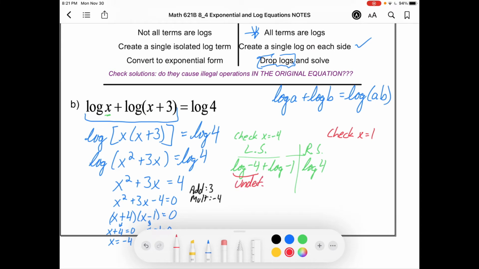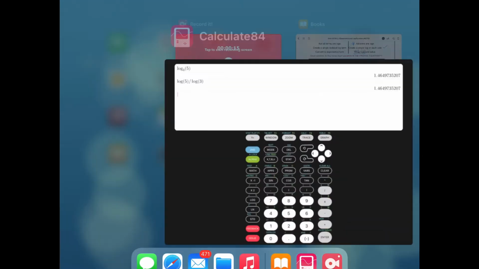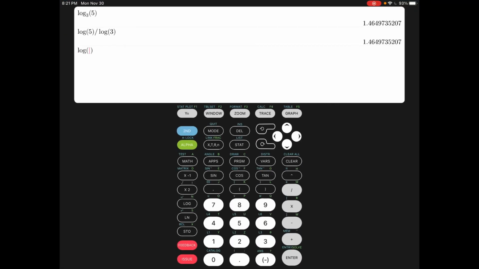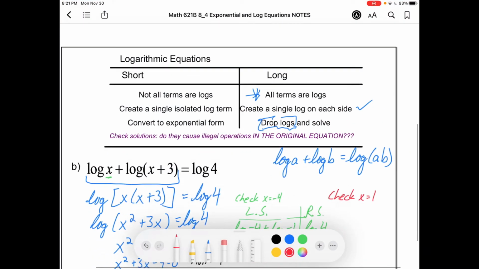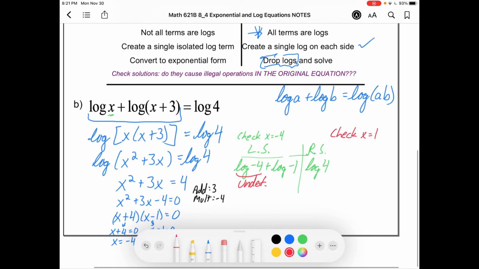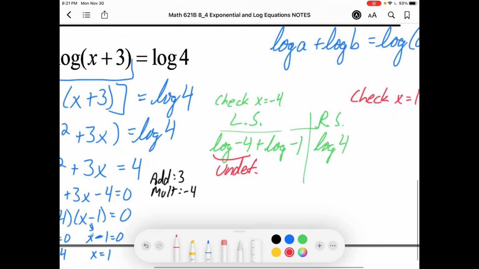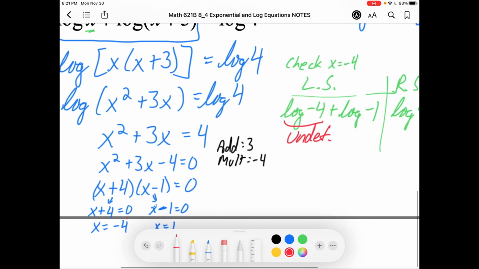Or if you put it into your calculator, let's try it. Log of negative 4. Not a number is what mine says. It's not a real number. So since we had to do some illegal stuff when we put in negative 4, that tells us that negative 4 is not an answer. So I'm going to cross it out. I'm going to make it really clear for my teacher that that's not part of the final solution set.